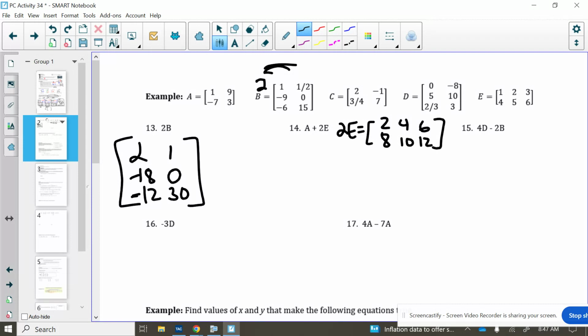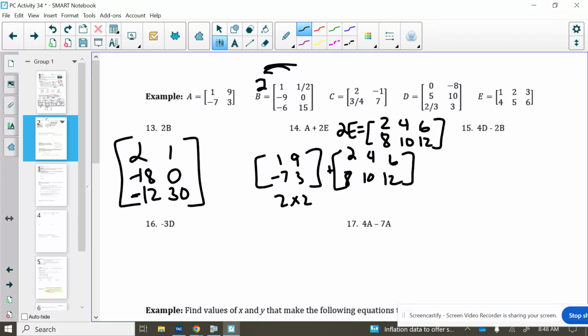However, when we try to add our matrix A plus our matrix 2E, these do not have the same dimensions overall. So because we have a 2 by 2 and a 2 by 3, those cannot end up being added together, and this ultimately becomes not possible.